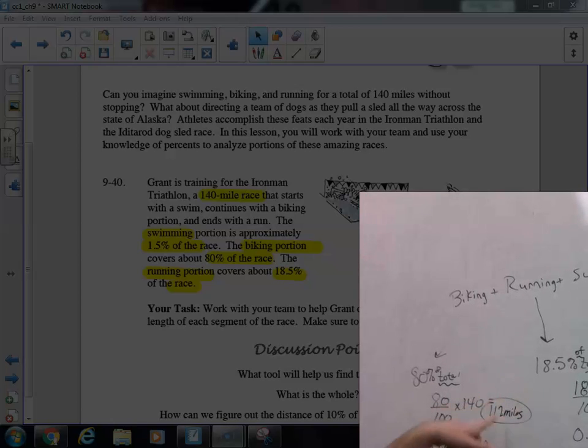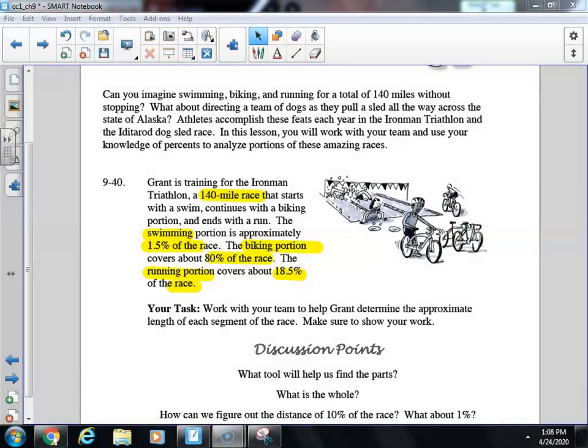So now we have the number of miles biking, the number of miles we ran, and the number of miles we swam. If we add all three of those up, do we get our total of 140 miles? And the answer should be yes, it is. So going back to our question, our task was to determine the approximate length of each part of the race. We walked you through how to write an equation and how to solve it to find our answer for the three parts of the race.